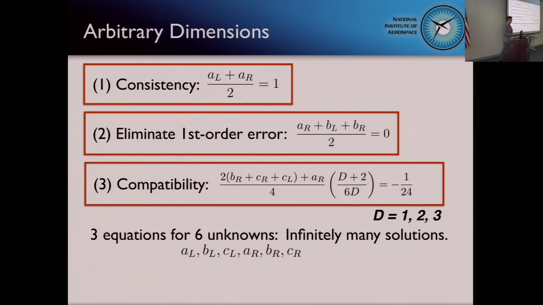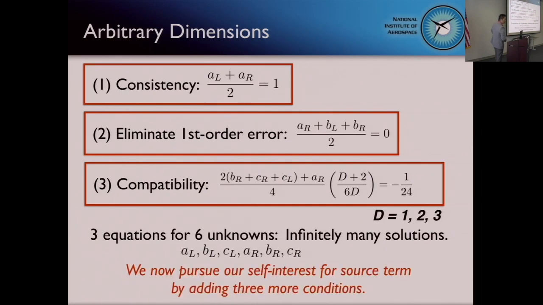This was a surprise, actually. I thought this source term discretization is so special that there would be only a few, but there are infinitely many. And now we are ready to pursue our self-interest for the source term. We are going to find the best for our purpose by adding 3 more conditions. So we'll have 6 equations, 6 unknowns, and the solution can be determined uniquely.